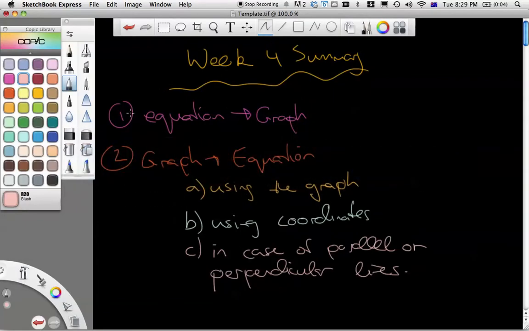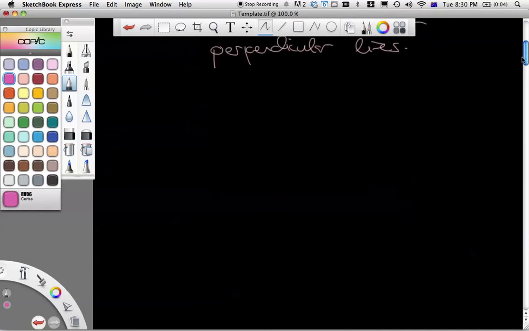So basically, week 4 is all about linear equations, graphing them, and working out the graph from the equation, so going from the equation to the graph, or going from the graph to the equation. And we can do that using the graph, using coordinates, or sometimes we're given a line that's parallel or perpendicular to the one we're trying to find out. And we'll have a look at that kind of case as well. So let's get stuck in working from an equation to a graph.